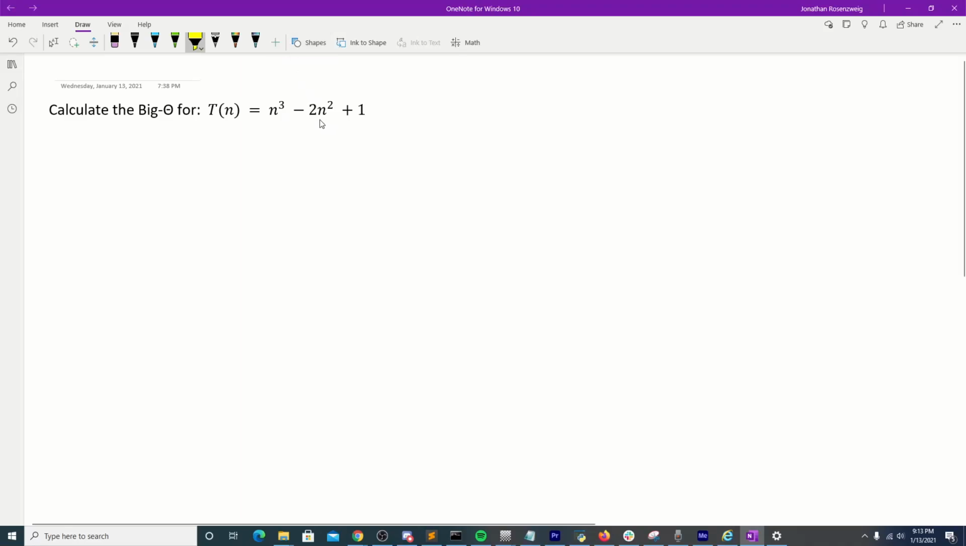Okay, so today I'm going to go over how to calculate the big theta for some T(n) examples. So first, for this equation, T(n) = n cubed minus 2n squared plus 1, we first want to look at the largest term. In this case, since T(n) is a polynomial, we know the largest term is going to be the highest degree term of the polynomial, so n cubed. And we want to prove that T(n) is theta of n cubed.